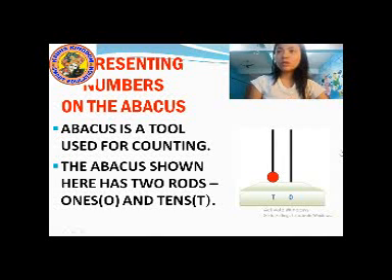The rod on the right shows the ones, and the rod on the left shows the tens. I'm repeating this sentence. The rod on the right shows the ones, whereas the rod on the left shows the tens. Okay students, now let us understand how to represent numbers on an abacus. To understand this, we are going to watch one video.